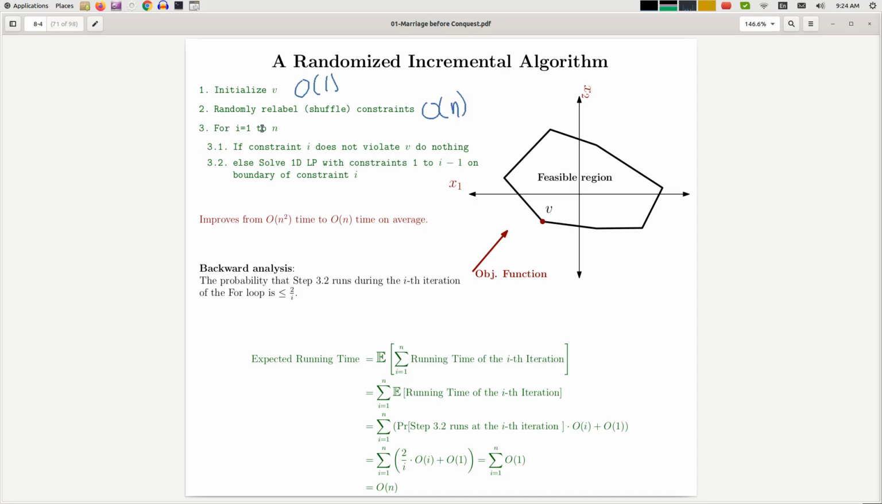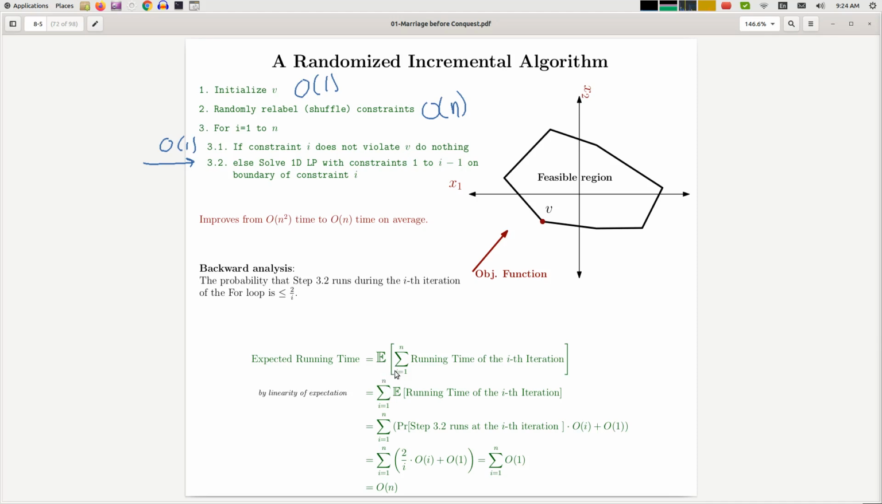The for loop runs in time... This step is O(1). So the total running time of step 3.1 over the n iterations is O(n). So the only thing that is really mysterious is 3.2. Okay, so now let's look at this formula. The expected running time is the sum from i=1 to n of the running time of the ith iteration. By the linearity of expectation, I can move this expected value into the sum. In other words, I can switch the order of summation and expectation.